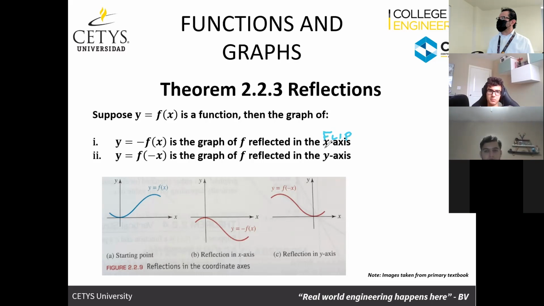I call them flips. That means flipping the function. So if I have a function and I multiply it by -1, I'm basically going to flip the function around the x-axis. If I multiply by -1 the value that I'm giving the function, or whatever is inside the function, then I'm flipping the function along the y-axis.